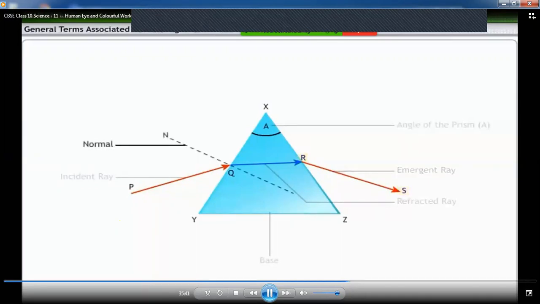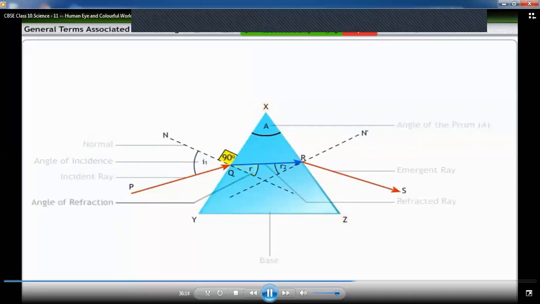Normal is the imaginary line drawn perpendicular to the surface at the point of incidence. The angle formed between the incident ray and the normal at the point of incidence is known as the angle of incidence. Thus, here angle I1 is the angle of incidence on the face represented by XY. Similarly, angle R2 is the angle of incidence on the face represented by XZ. The angle between the normal and the refracted ray is known as the angle of refraction. In the absence of the glass prism, the incident light ray would follow the path PQOQ.